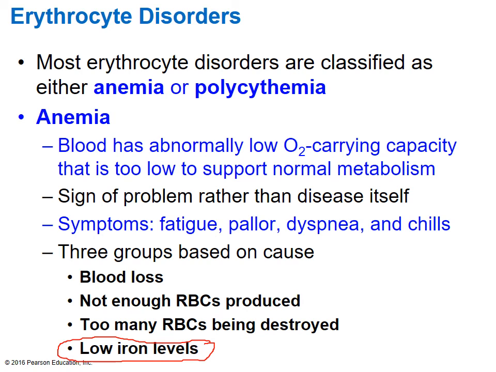The symptoms of anemia usually include things like fatigue, pallor, which means that the skin turns more of a whitish color. You might have some abnormality with your breathing rate, and some people will report the fact that they get chilly very easily.